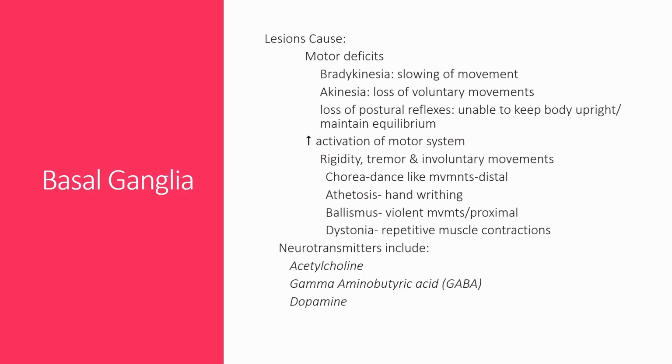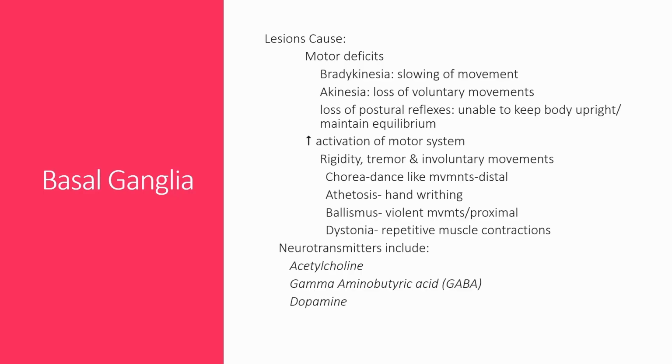Other things with the basal ganglia: motor deficits, bradykinesia, slowing of movements, akinesia, loss of voluntary movement, and loss of postural reflexes, so they can't keep their body upright to maintain equilibrium and start slouching over. Rigidity, tremor, and involuntary movements are all disorders that may happen. These are all different types of movement disorders.